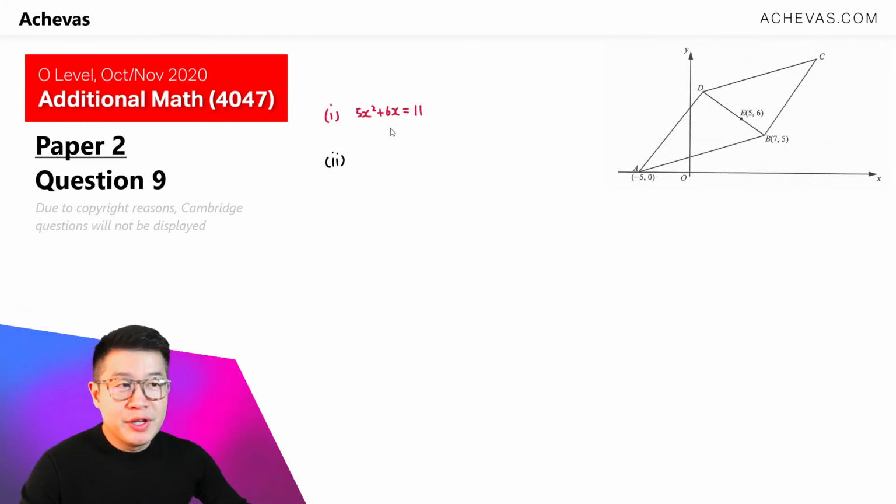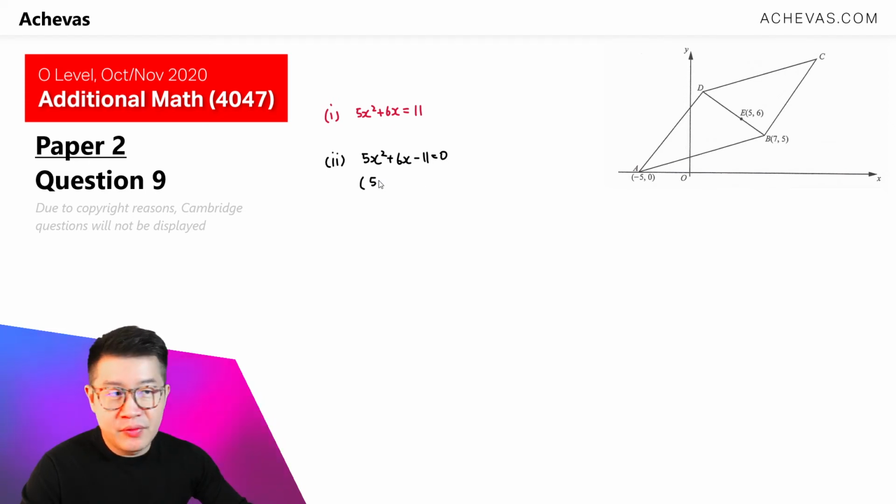In part 1, we have already gotten the equation where the x coordinate of D is satisfied. So solving this equation should give me the x coordinate. So let's go ahead and do that. With this equation, I'm going to bring 11 over to the left-hand side. So we have 5x squared plus 6x minus 11 equal to 0.